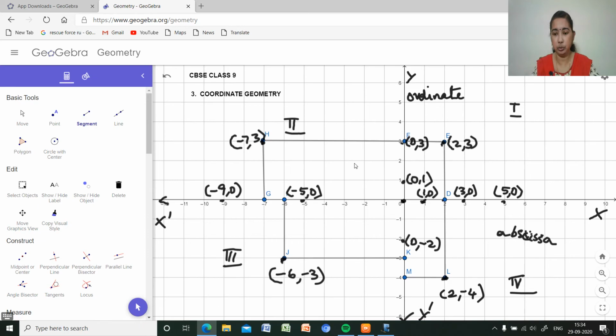Hope you understood how to plot a point in the plane, what the coordinates are, what abscissa is, what ordinate is, which are the quadrants, what happens to the y value on the x-axis, what happens to the x value on the y-axis, and how the meeting point of two lines from the x-axis and y-axis gives a point. These are the things you have to keep in mind while doing coordinate geometry.